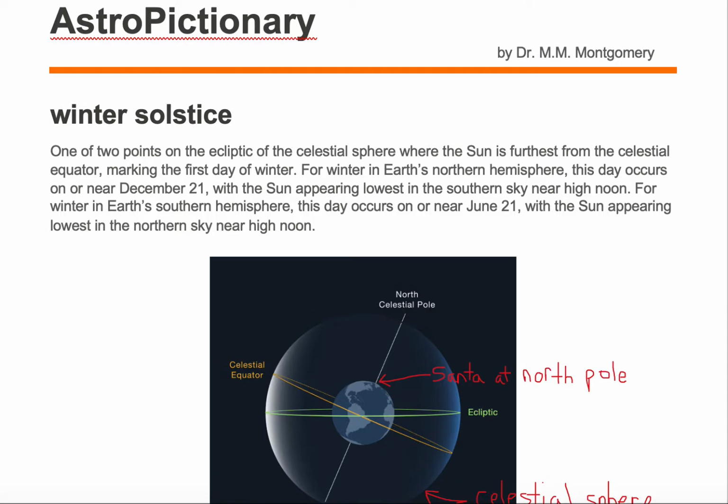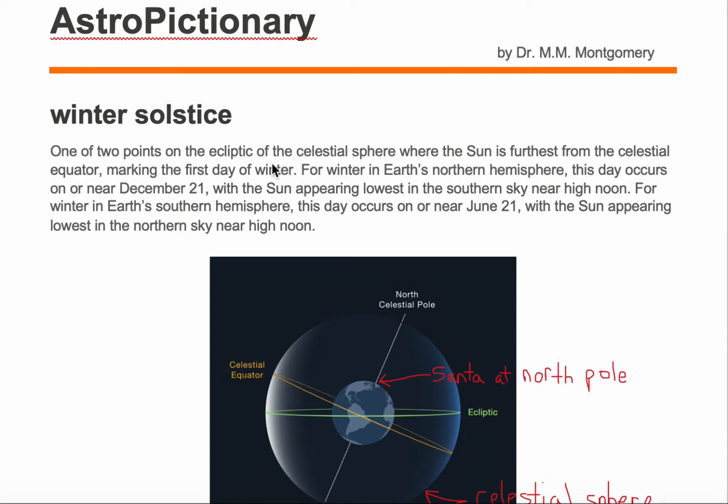For winter in Earth's southern hemisphere, this day occurs on or near June 21st, with the sun appearing lowest in the northern sky near high noon. Let's break this definition down. First thing you need to know is we're talking about the first day of winter.